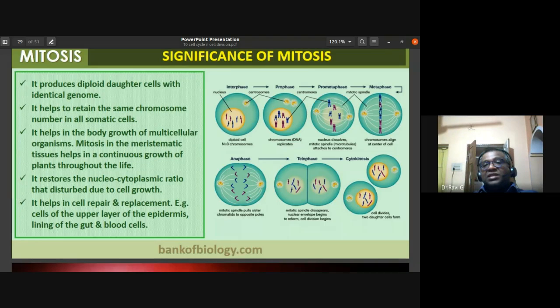Okay, so have you understood about this topic? Do you have any doubts or clarification, students? Any doubts or clarification during mitosis?